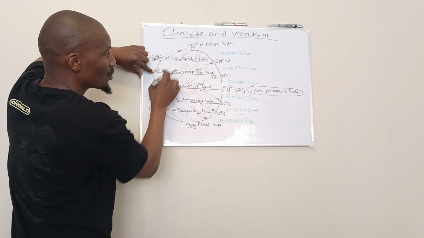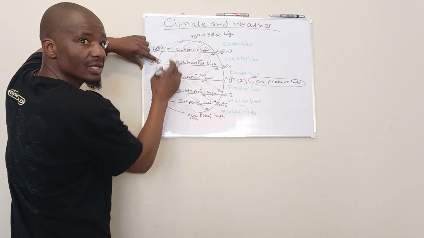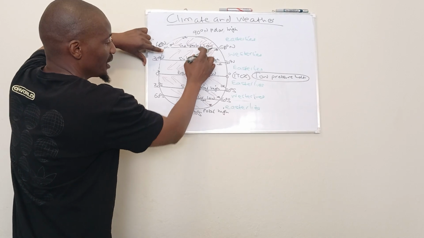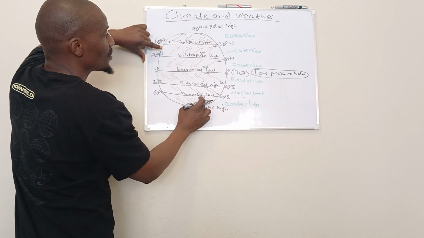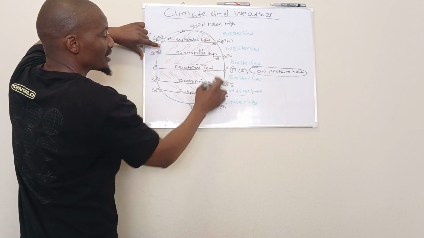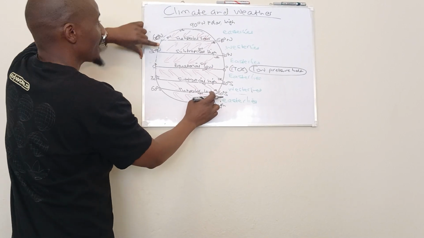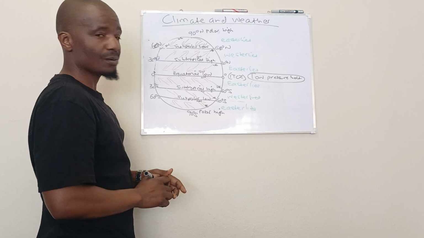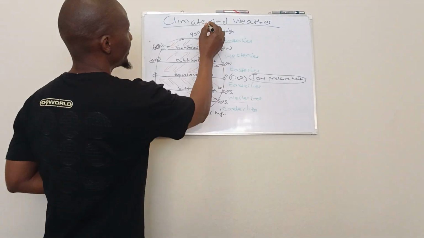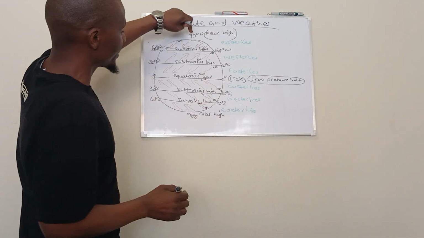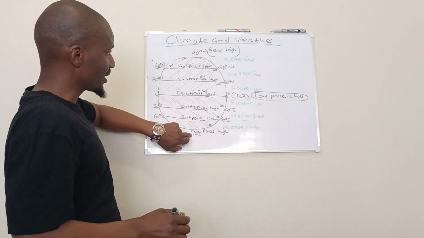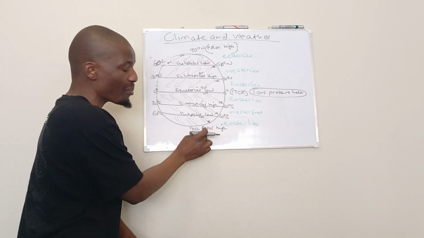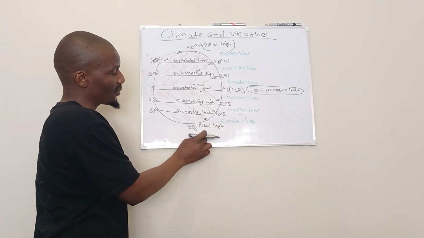Then as you move with your latitude, north and south of the equator, you've got the subpolar low, and also the subpolar low at the bottom. That is at both 60 degrees north and 60 degrees south of the equator. It's also an area of low pressure. Then lastly, we have 90 degrees north and 90 degrees south. This is an area of high pressure. That is a high pressure belt. We call it the polar high.